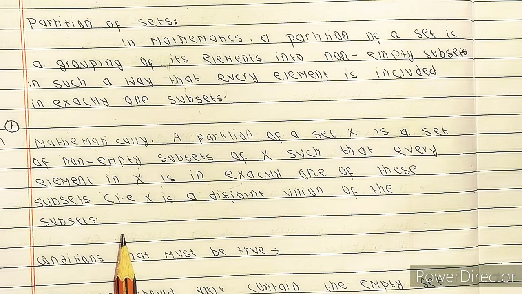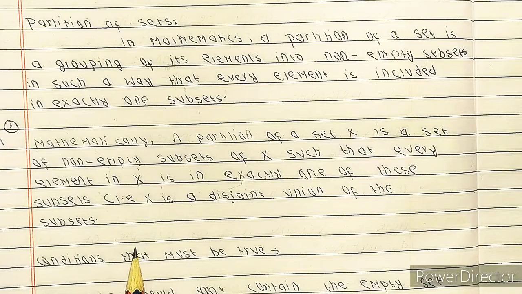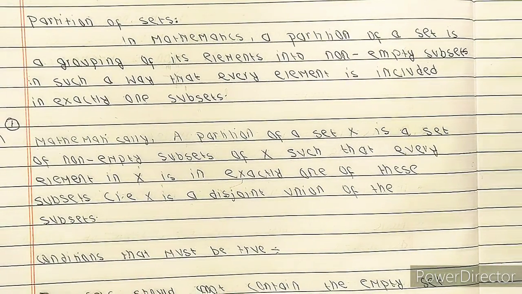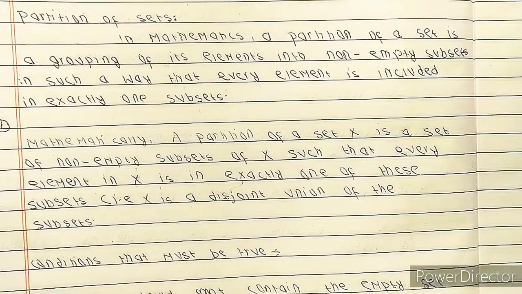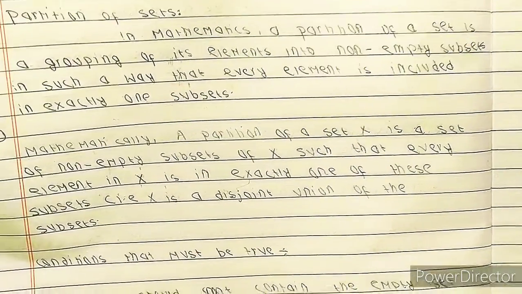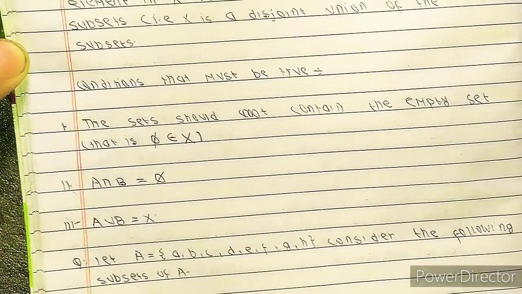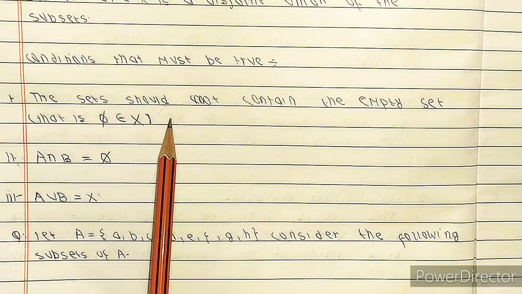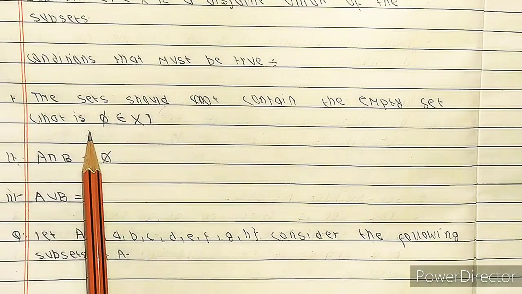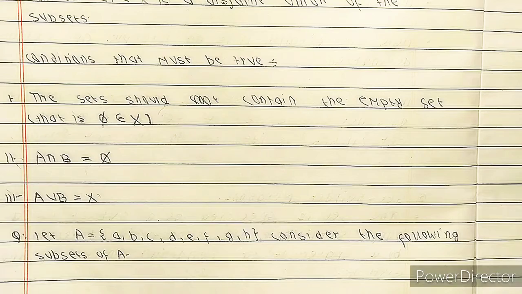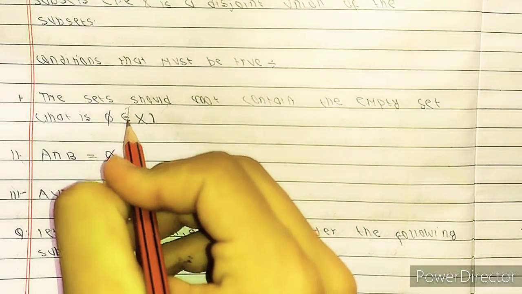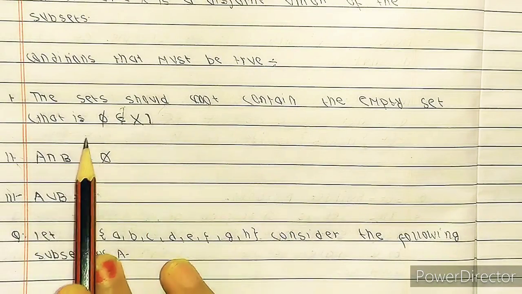If you didn't get a clear concept from here, you'll get it from the conditions that must hold true for the partition of a set. So what are the conditions that must hold true? If you get into this, you will get a clear concept. Number one condition is that the set should not contain any empty subset. That means phi should not be in the partition.